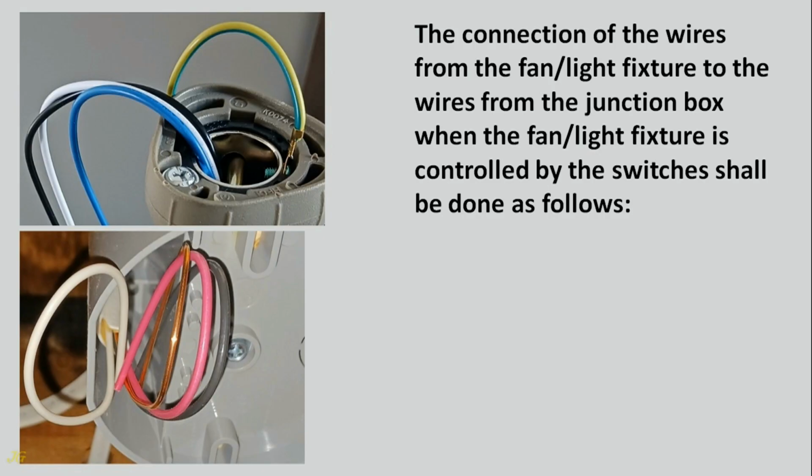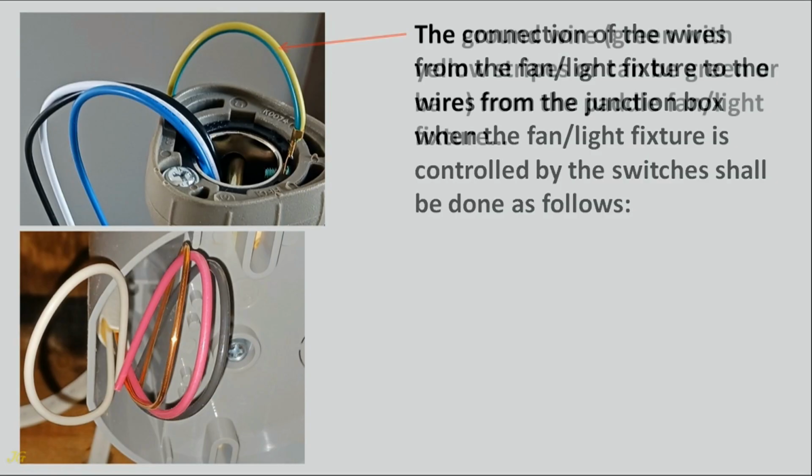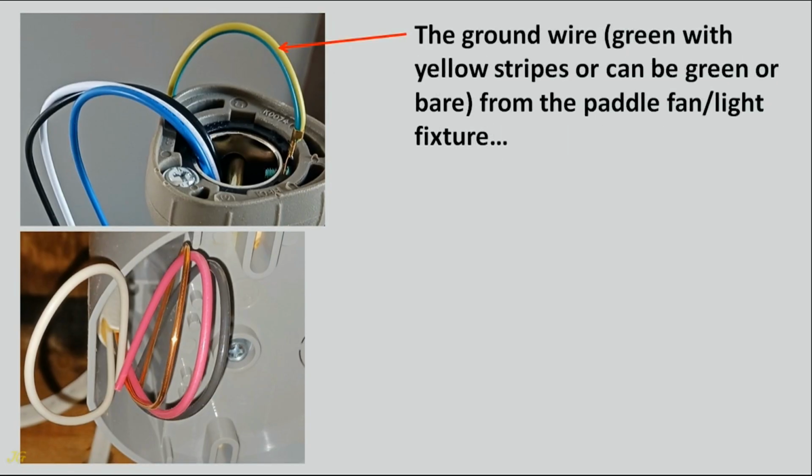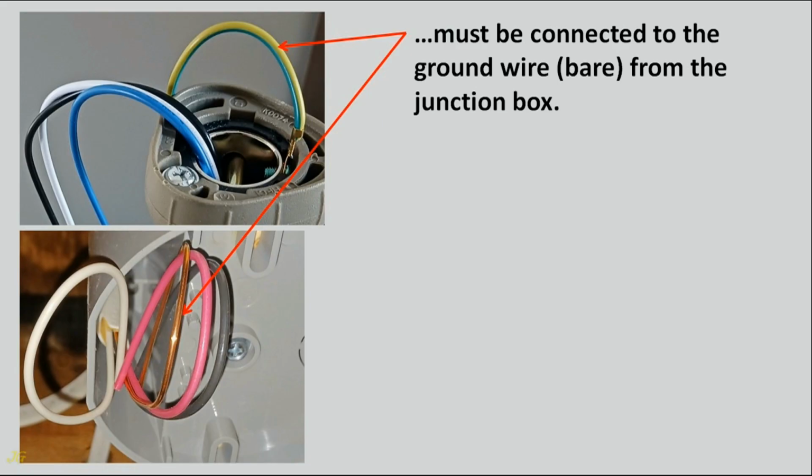The connection of the wires from the fan, light fixture to the wires from the junction box, when the fan, light fixture is controlled by the switches, shall be done as follows. The ground wire, green with yellow stripes or can be green or bare, from the paddle fan, light fixture, must be connected to the ground wire, bare, from the junction box.